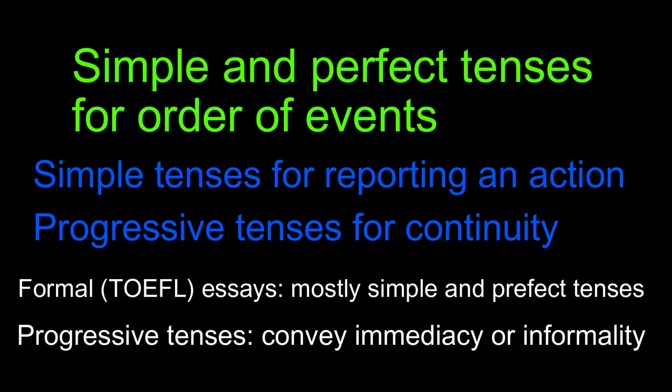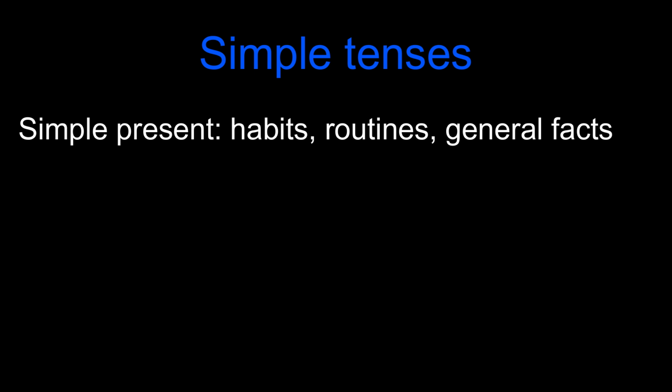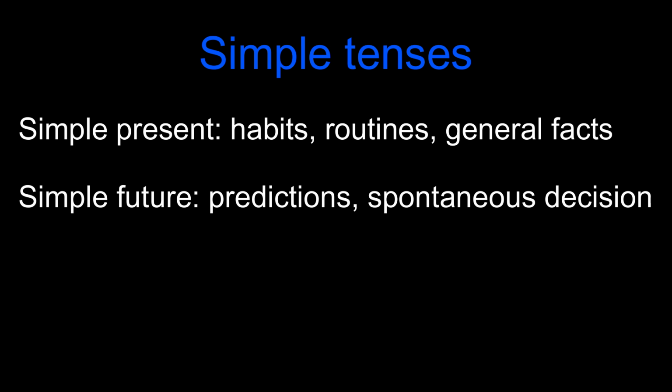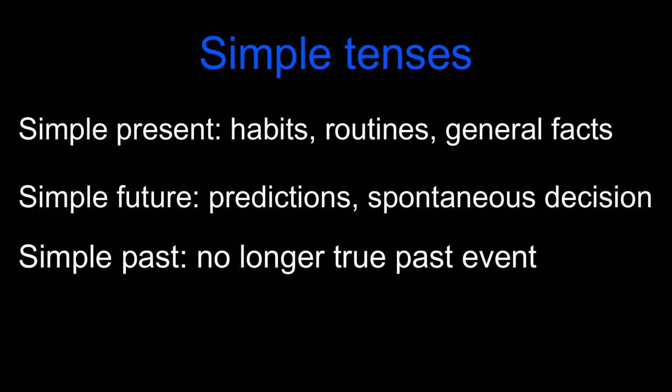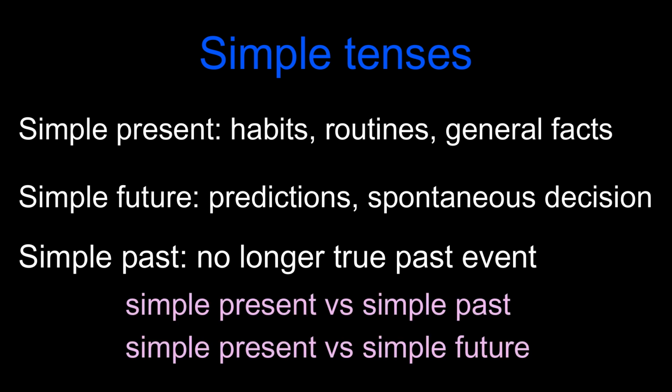Simple tenses. The simple present tense is utilized to depict habitual actions, routines, or generally true facts. In contrast, the simple future is employed for making predictions about the future or reporting spontaneous decisions. Meanwhile, the simple past tense is used to narrate events that have already occurred and are no longer ongoing. A useful approach to understanding these three simple tenses is to compare and contrast the simple past and future with the simple present.